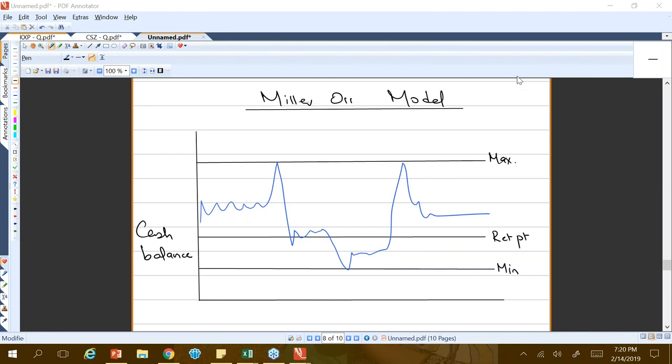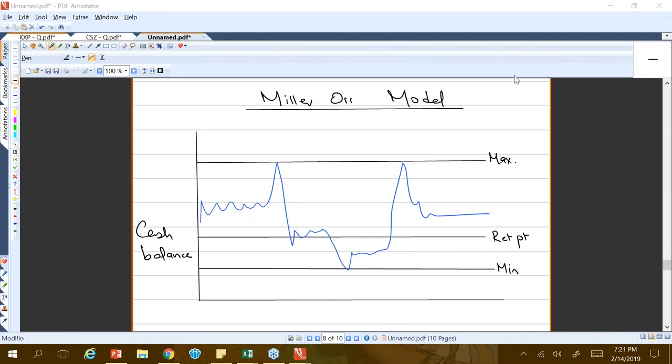Can anyone tell me why these limits are set? What is the maximum limit? What is the minimum limit? What is the return point? What do you know about it? What is your understanding of this? Minimum cash to be held. Maximum limit is where we start investing cash in the short term. Minimum limit is that cash should not fall below this, because of budgets.